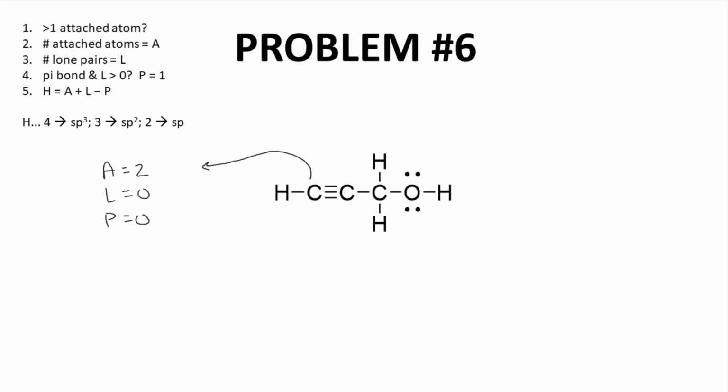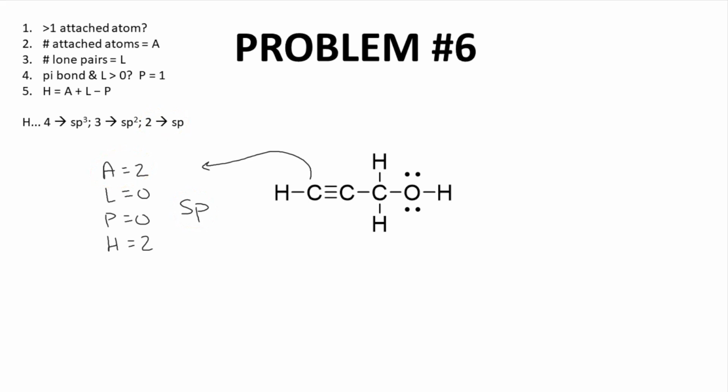P equals 0. H, we've seen the equation many times. A plus L minus P. That gives us 2. And then that means we need 2. This is sp hybridized. Okay, this is a hybridization we haven't seen yet before. So we know what the hybridization is. It's sp and A equals 2.